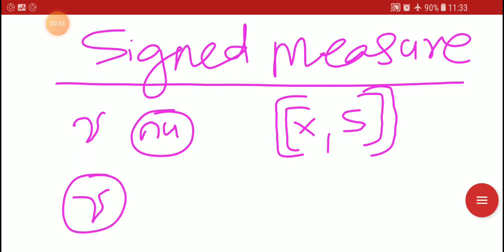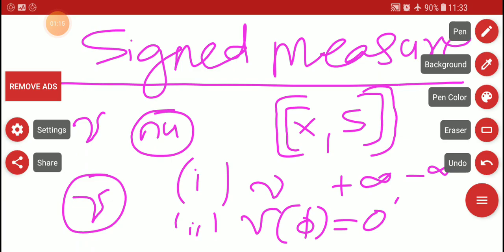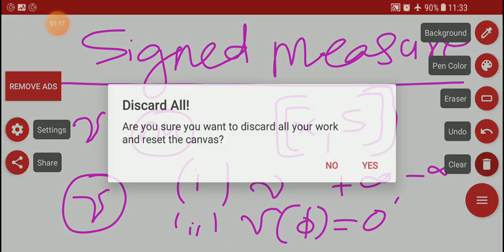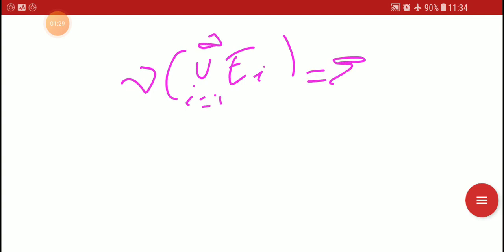Nu is a signed measure if it satisfies three conditions. The first condition is nu takes at most one of the values plus infinity or minus infinity. The second is nu of the null set is 0. And the last one is nu of union of E_i, where i equals 1 to infinity, is equal to the sum of nu of E_i.